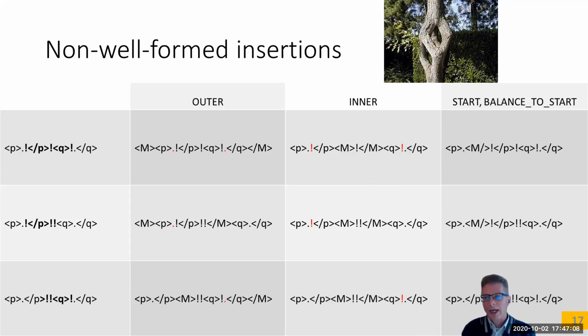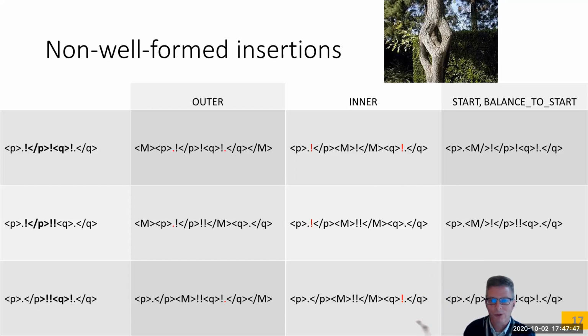For the inner balancing strategy, we shrink M so that it fits between P and Q, but that means it also loses some of the content, the exclamation marks, that was recognized. So there's a clear difference now between the outer and inner balancing strategies. If we use the start and balance to start strategy, it's very simple because M is again collapsed to an empty element, and we just put it in front of the first exclamation mark, and now M will be fully contained within the element P.